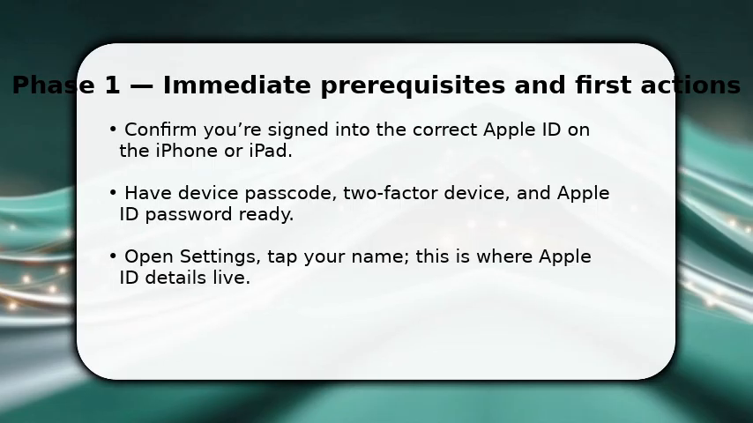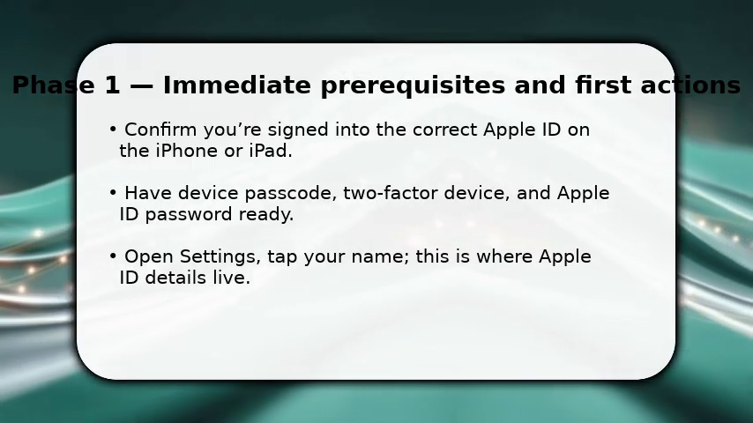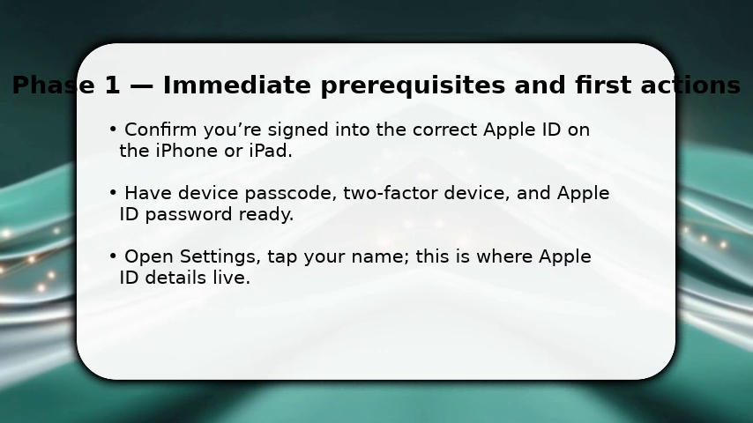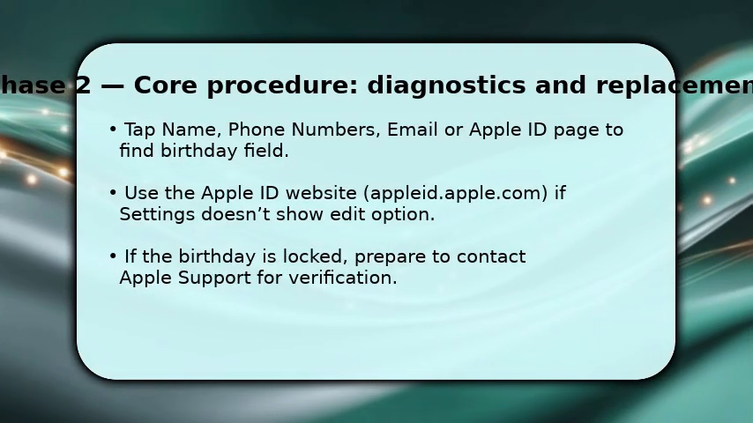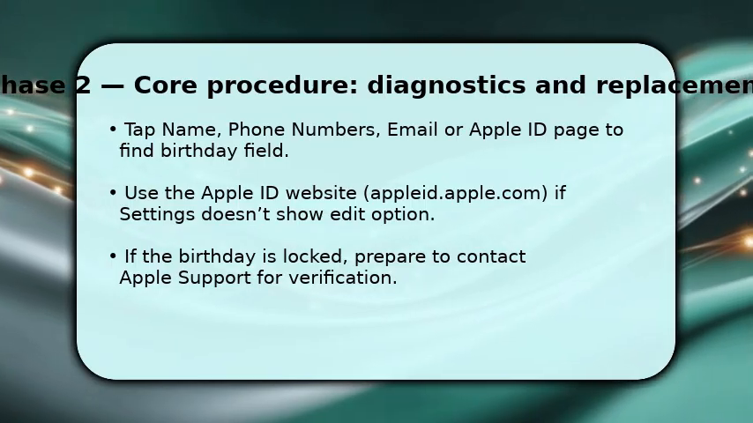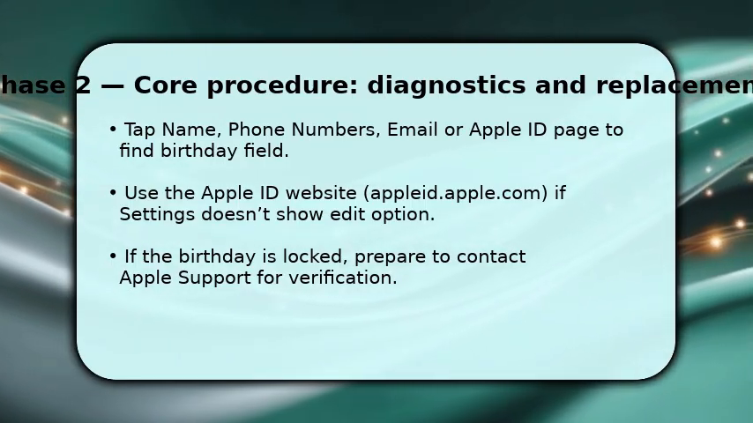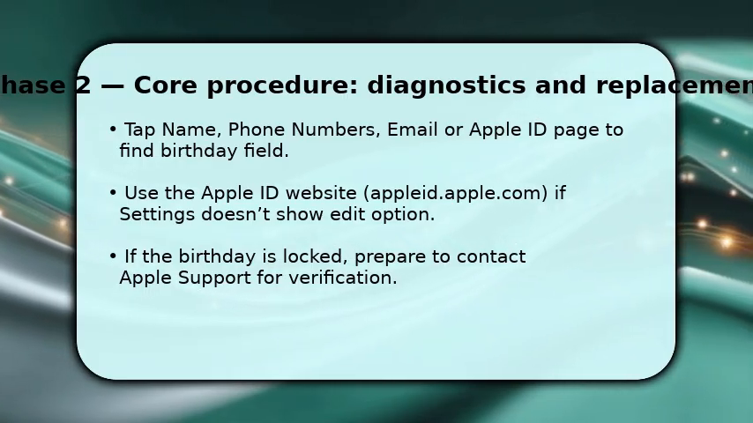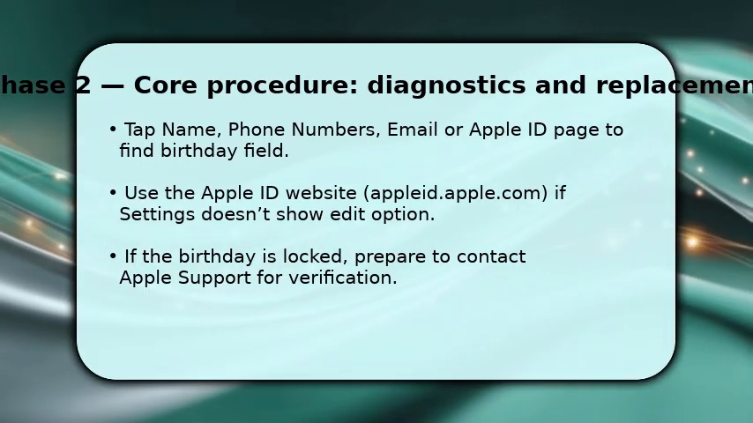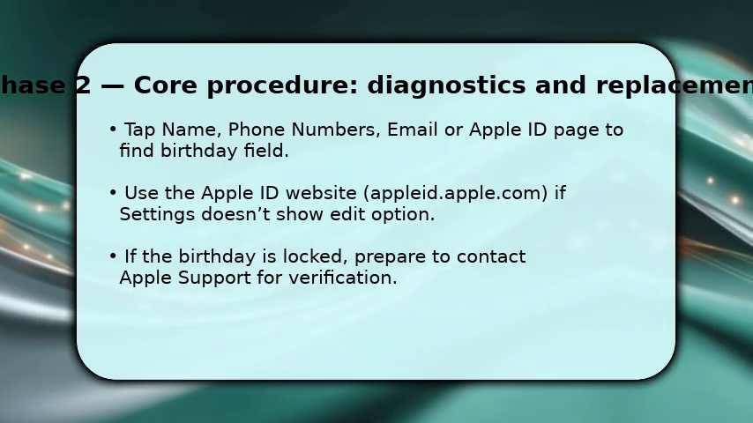From here, move to Apple ID account details to edit birthday information. In the Apple ID section, locate the birthday field and attempt to edit it directly. If settings won't allow changes, open a browser and sign into Apple.com. There you can edit personal info including birthday. Make sure to save changes and authenticate with two-factor when prompted.